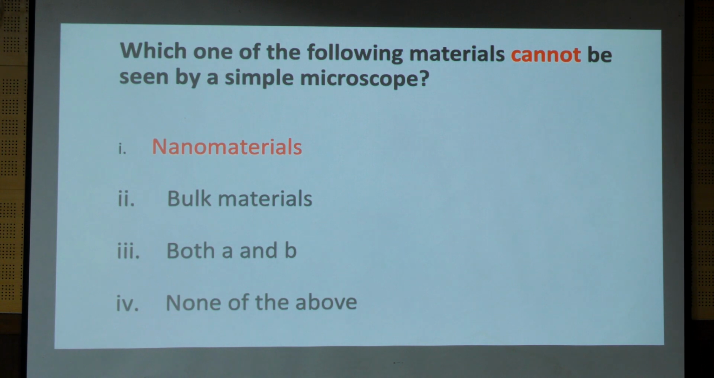So bulk material means you take this one and put it in the simple optical microscope. You will see something, because an optical microscope can give you information up to the micron level. I'm talking about a simple microscope that has lens up to 200x or 300x. But you cannot see nanomaterial. Because the size is so small, you have to use other equipment such as scanning electron microscope or transmission electron microscope if you want to visualize the nanoparticle. So this was the tricky question.